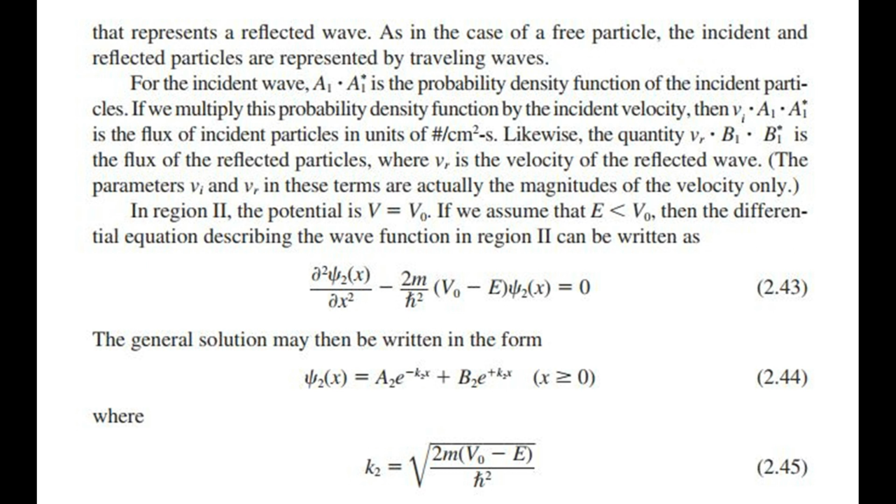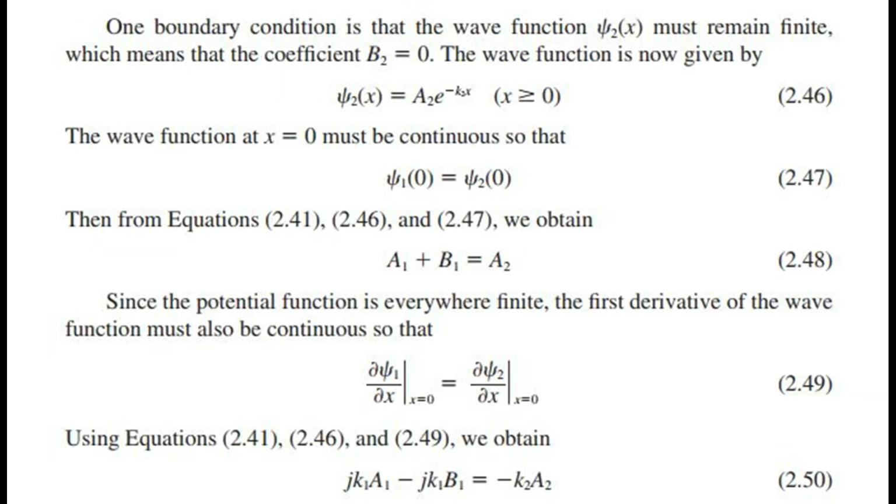In region 2, the potential is V = V0. If we assume that E < V0, then the differential equation describing the wave function in region 2 can be written as follows. The general solution may then be written in the form, where one boundary condition is that the wave function ψ2(x) must remain finite, which means that the coefficient B2 = 0. The wave function is now given by.